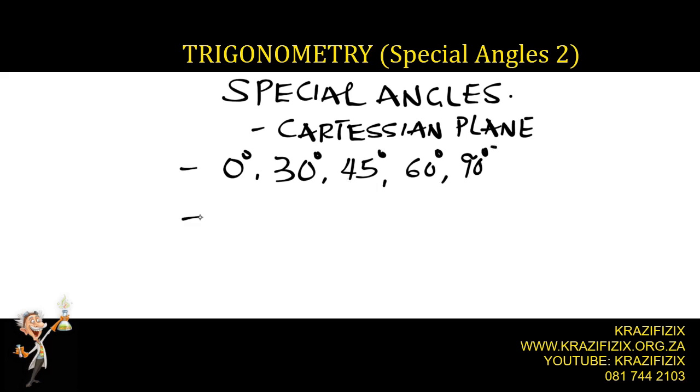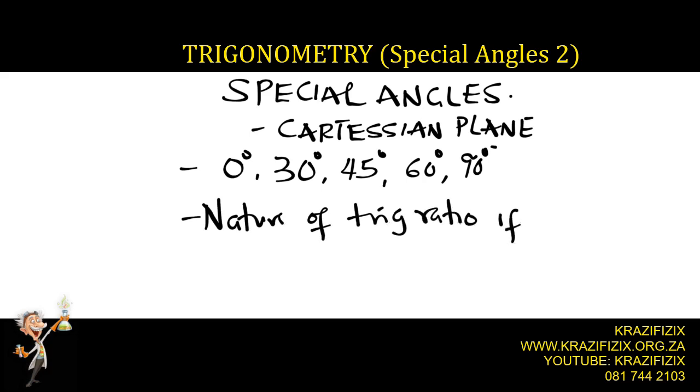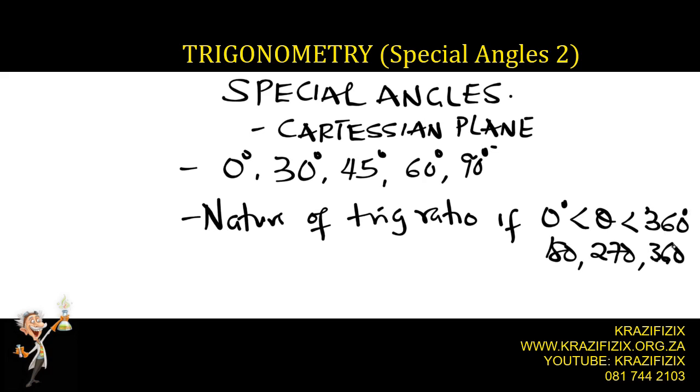And secondly, we would extend the information to the nature of the trig ratios if theta is now between 0 and 360 degrees, which means we could therefore be looking at 180 degrees, 270 degrees, and 360 degrees.